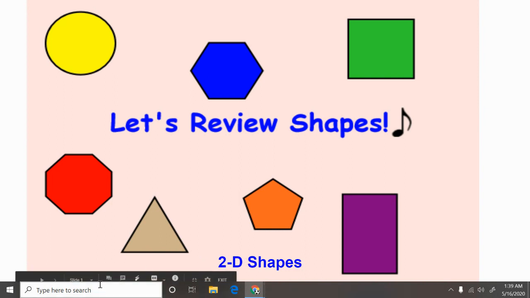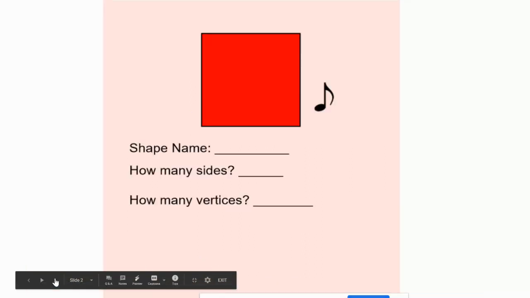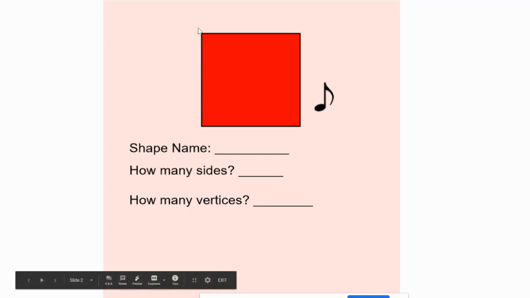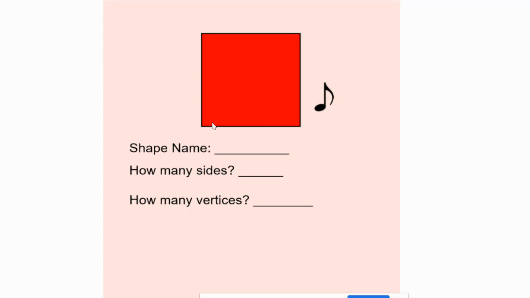So let's get started. Our first shape that you've known for a long time is called a square. A square has four sides and four vertices. You're not sure what vertices means? That means corners. So notice there's one corner, two, three, four. And the math word for corner is vertices. Remember, a square always has four equal sides.